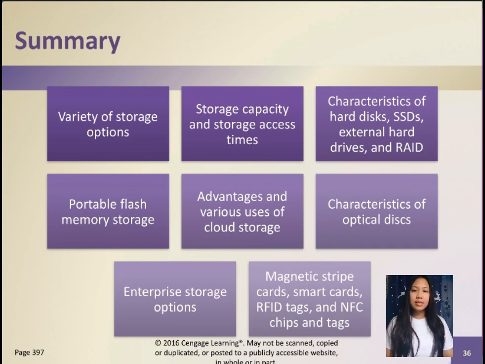Characteristics of hard disks, SSDs, external hard drives, and RAID. This section likely describes the features and performance of these storage devices. Next is characteristics of optical disks. This section likely summarizes the features of CDs and DVDs. And next is enterprise storage options. These sections likely covered various enterprise-level storage solutions such as NAS and SAN. Next is magnetic stripe cards, smart cards, RFID tags, and NFC chips.